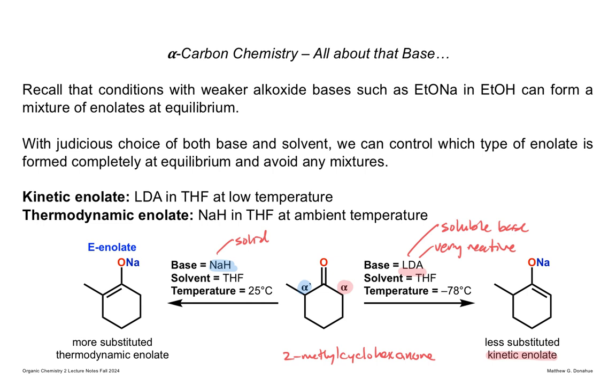And because of that, it's more selective in what alpha hydrogen it's going after. It's like, well, it took me forever to get into solution, I'm a little bit more picky about things. So now I can form the more substituted or thermodynamic enolate. And through those physical properties, we've now been able to differentiate alpha from alpha prime with a non-symmetric ketone.